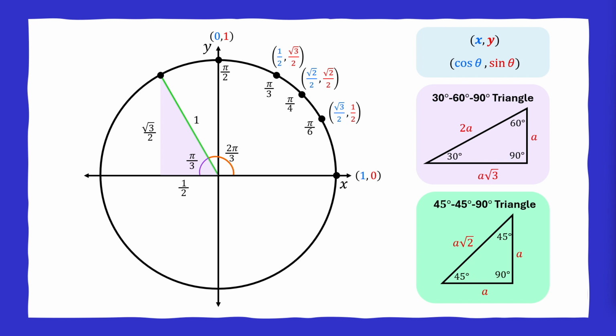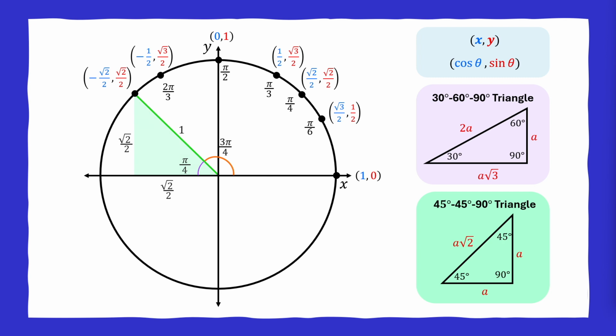This gives coordinates of negative 1/2 for the x value and the square root of 3 over 2 for the y value. Therefore, the cosine of 2 pi over 3 is negative 1/2, and the sine is the square root of 3 over 2. At 3 pi over 4 radians, the reference angle is pi over 4. The side length remains the same as for pi over 4 radians, but the x-coordinate is negative due to its position to the left of the y-axis. This results in coordinates of negative square root of 2 over 2 and square root of 2 over 2.